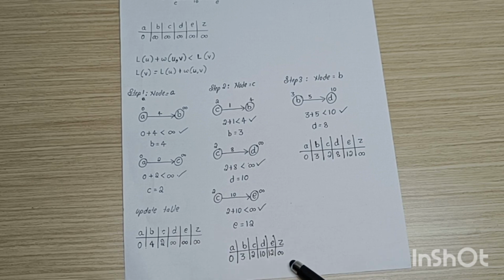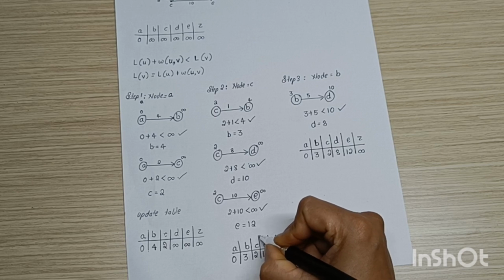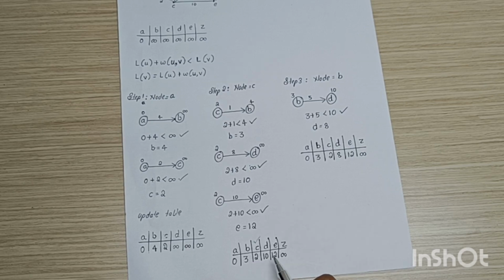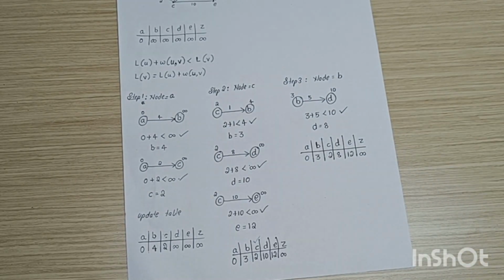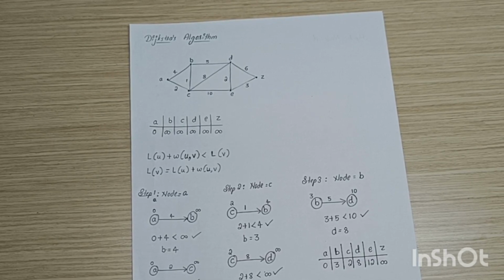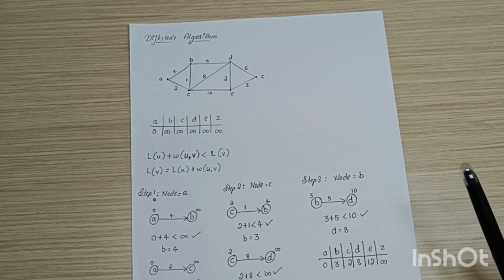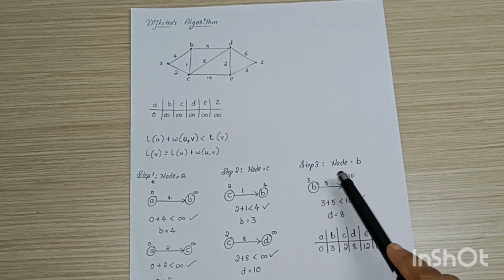So now again you observe which is the least value. Here you can see that previously C has already been selected, so consider the next least value, that is 3. So in step 3, your next node will be considered as B here. From B there is only one edge, that is from B to D with the weight 5. So now you consider B to D.